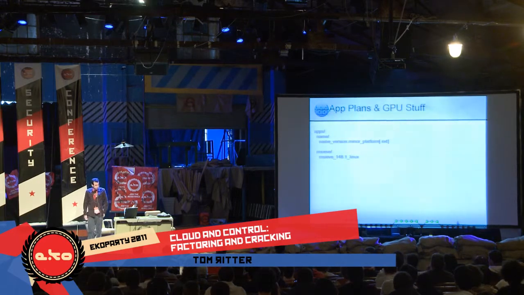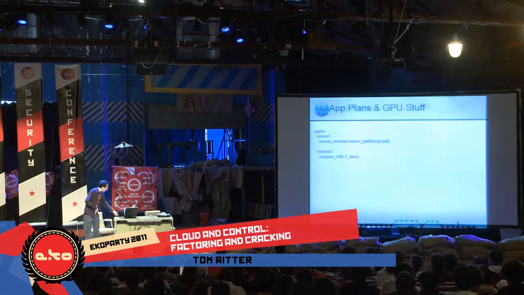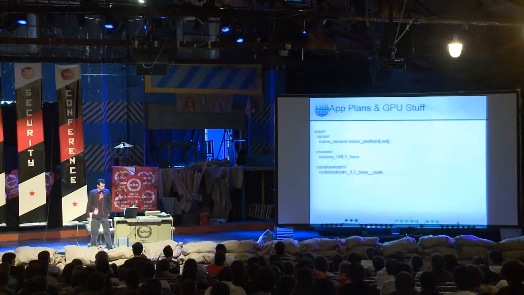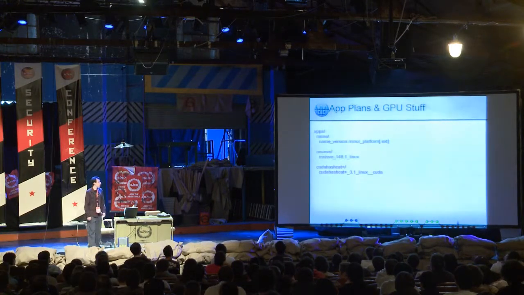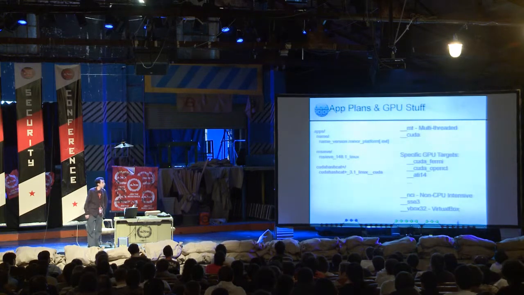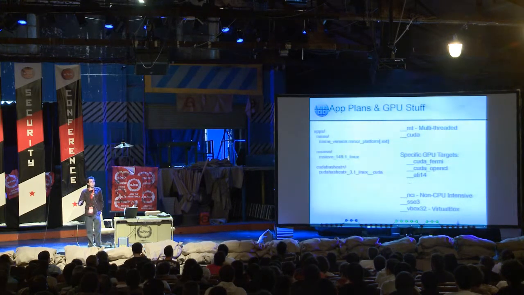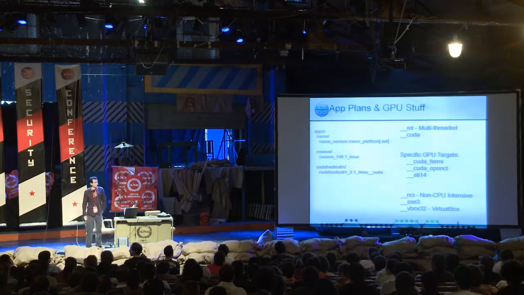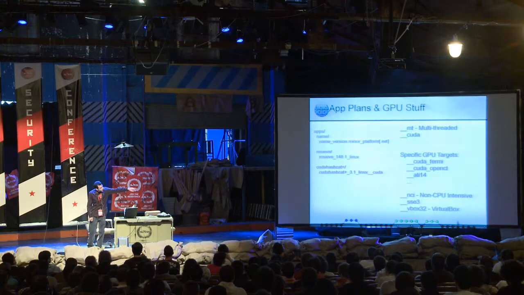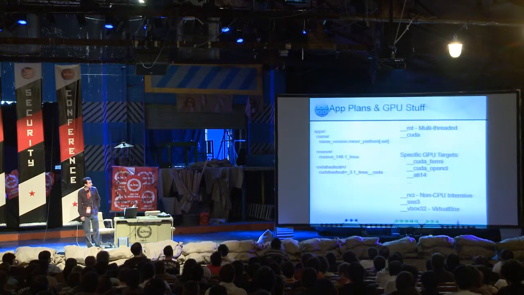Now what about GPUs? It's very similar to the naming pattern. We just tack on another piece, underscore underscore CUDA. That's called an app plan, and there's a bunch of different app plans. MT is multi-threaded, and there are specific GPU targets, like only run this on a computer that has a Fermi graphics card. And there's something called NCI, non-CPU intensive.